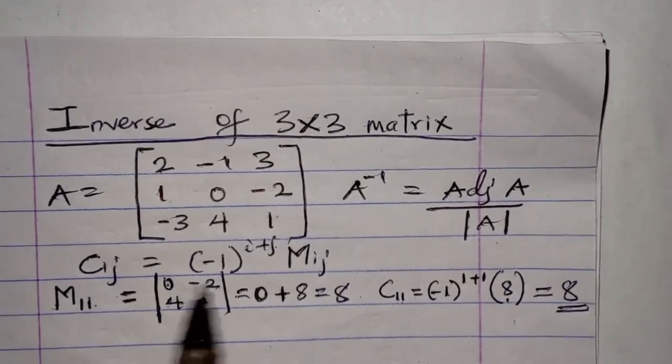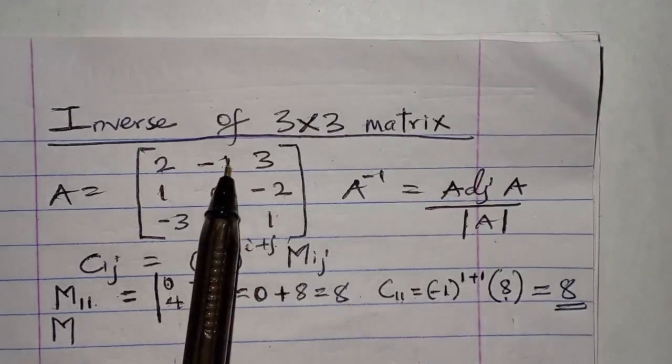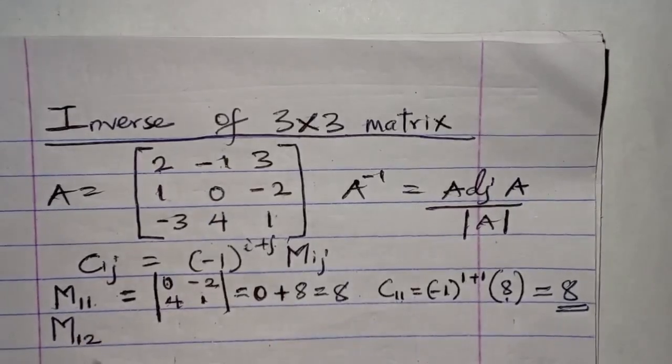We'll now go to the second element, minus 1. Minus 1 is in the first row, in the second column. That's first row, second column, M12.